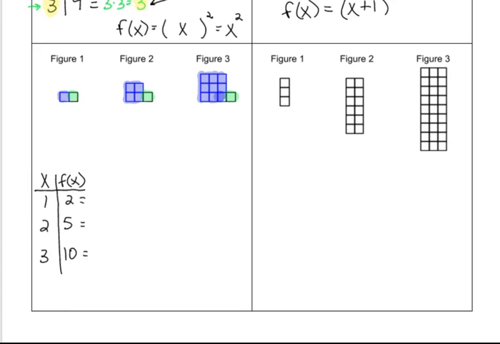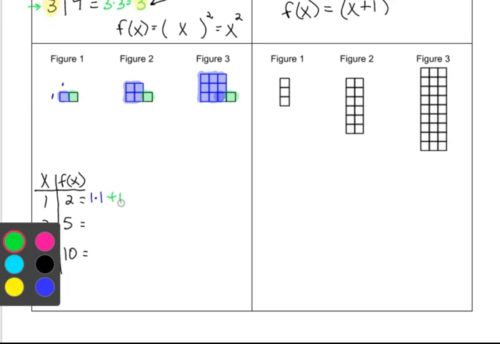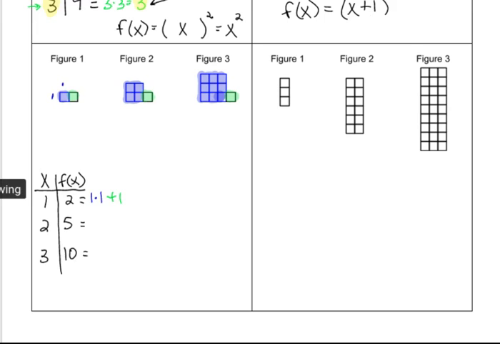In figure 1, we've got this 1 by 1 square. And then we have another random square being added. In figure 2, we have a 2 by 2 square with another one being added. And in figure 3, we have a 3 by 3 square with another one being added.